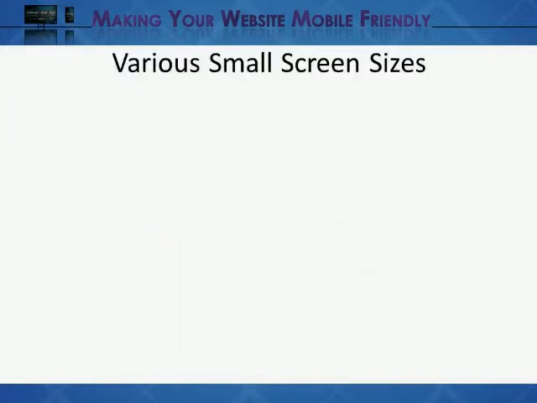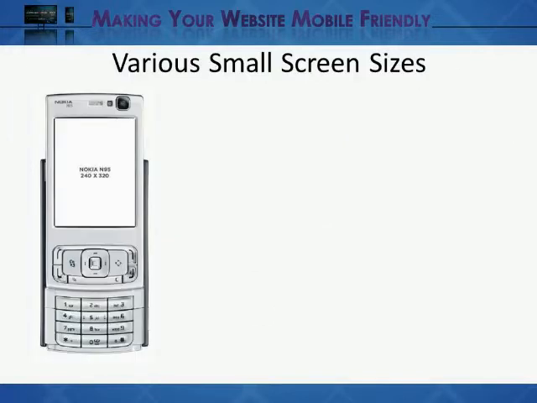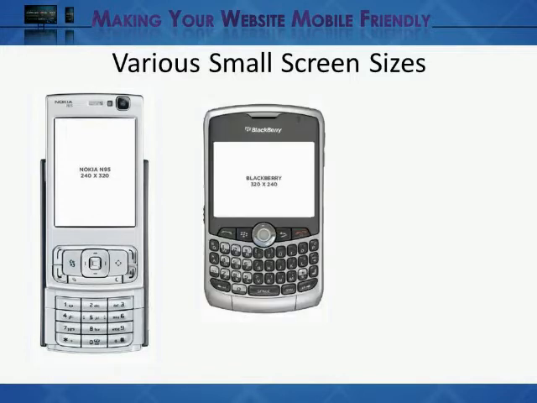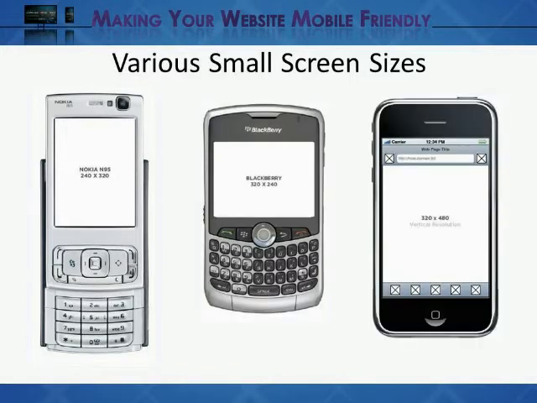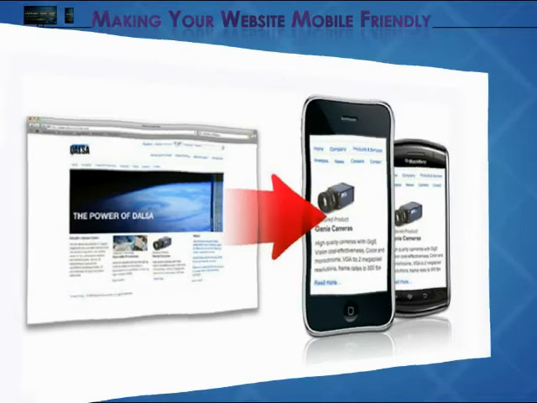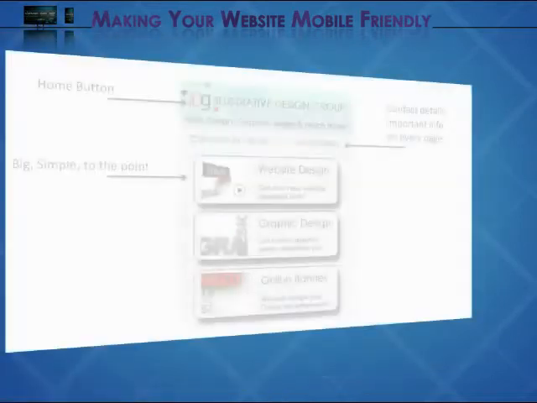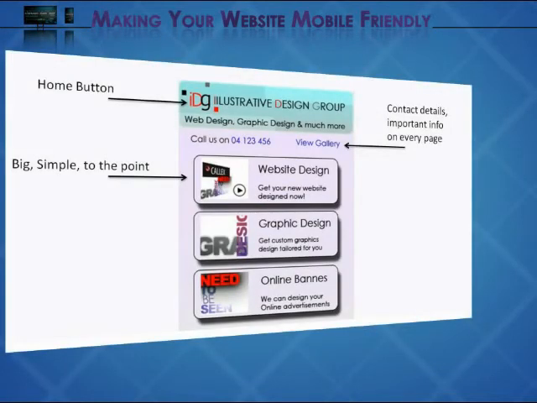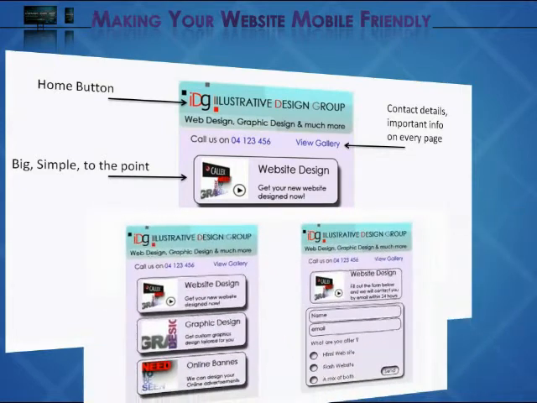And these manufacturers have their own screen sizes. Nokia being 240 by 320, BlackBerry being the same but in landscape, and Apple having its own resolution at 320 by 480. When designing the mobile version of your website, remember that it's on a mobile phone, so big buttons are important. Keep the layout the same through your entire website, otherwise the visitor could get lost.